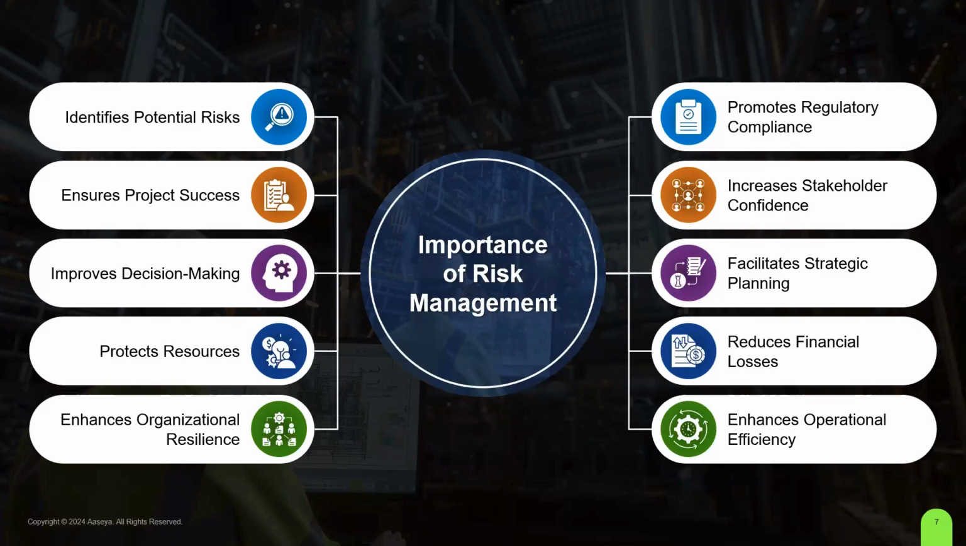Eight, facilitates strategic planning. Risk management aligns with strategic planning by identifying risks that could impact long term goals, allowing organizations to adjust their strategies accordingly. Nine, reduces financial losses. By mitigating risks, organizations can avoid unexpected financial losses, thus protecting profitability and ensuring financial stability.